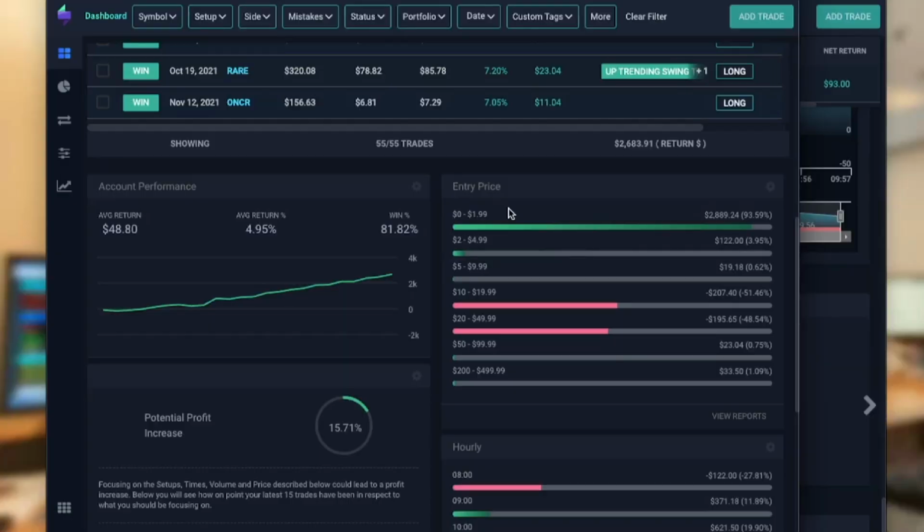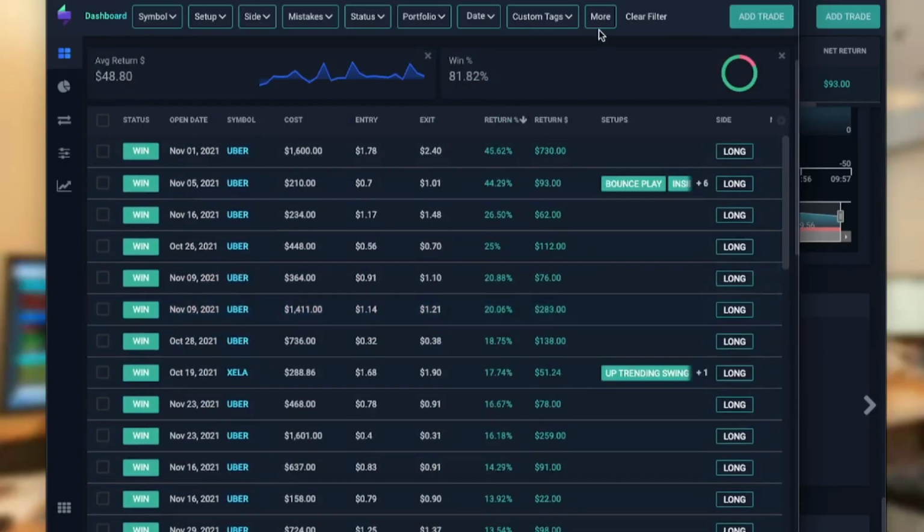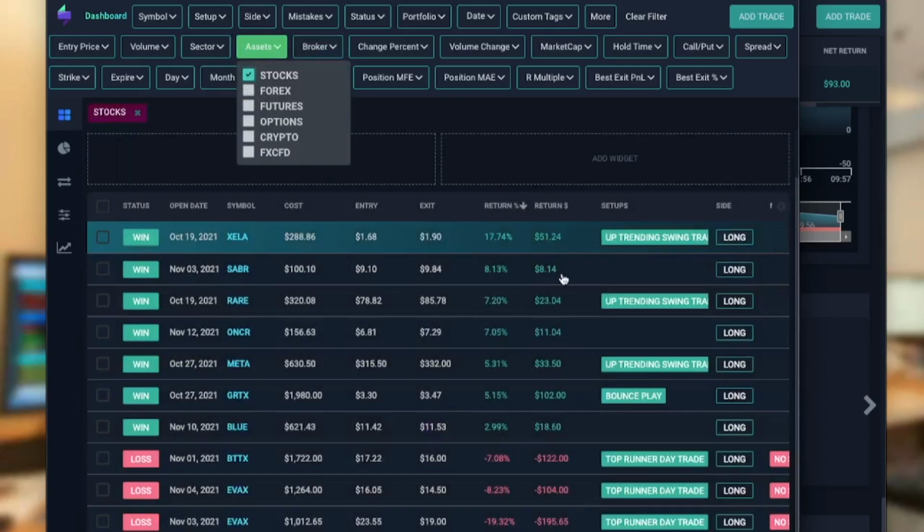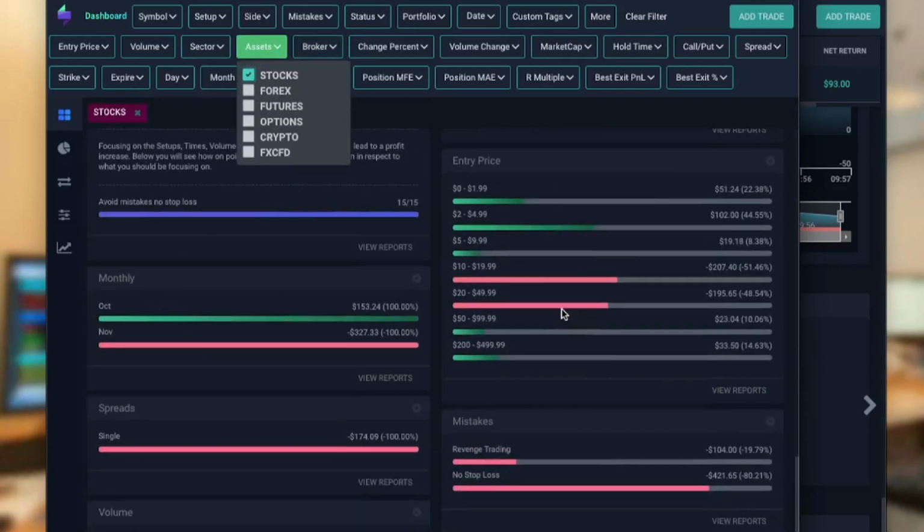So what I can do is scroll to the top of my dashboard and go to the filters area and click more. I can then click asset and click stocks. This will make it so that all of my options trades don't show up, only my normal equity stock trades. Now I can see that the majority of my losses on equity trades were stocks between $10 and $50. I actually did the best on penny stocks, meaning stocks under $5. Once again, this feature is a way to help you determine which style of trading works best for you.